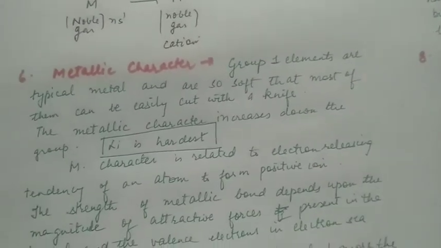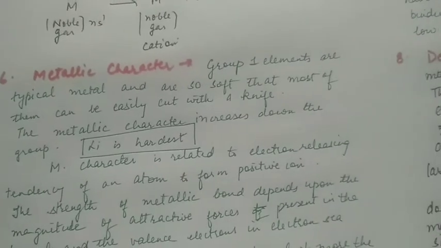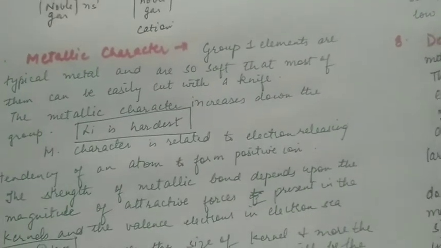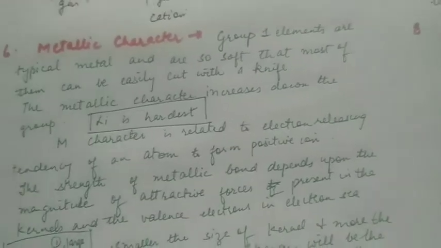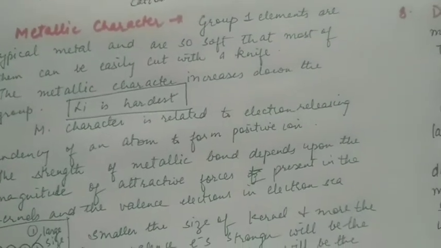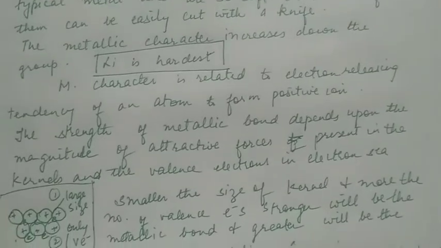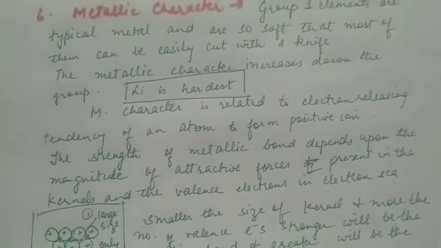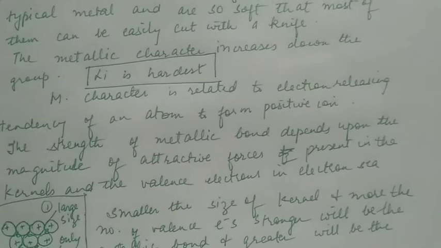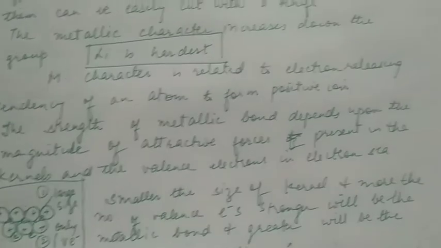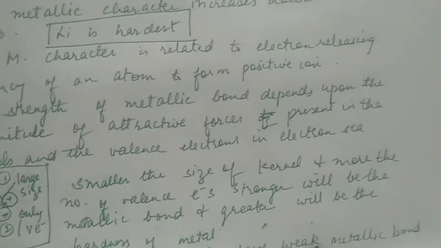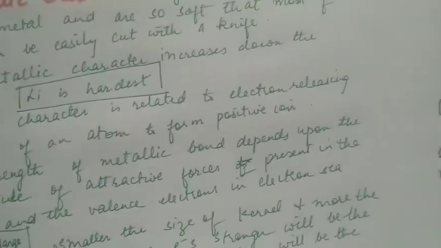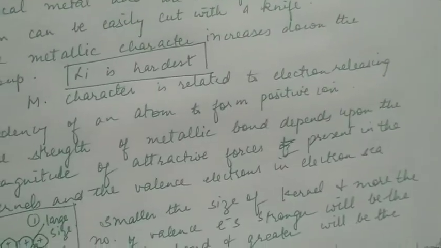Metallic character. Group 1 elements are typical metals and are so soft that most of them can be easily cut with a knife, and metallic character increases down the group. Lithium is the hardest. The metallic character is related to the electron releasing tendency of an atom to form a positive ion. They can lose their electron very easily because of low ionization energy, so they have metallic character.